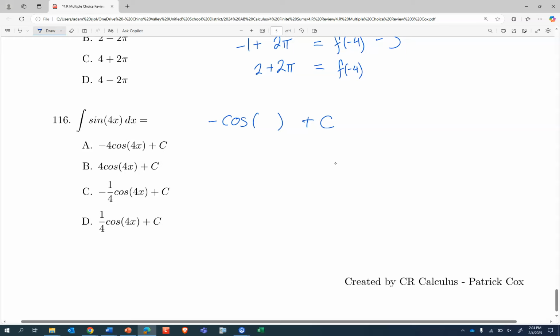And doing derivatives, the derivative of cosine of something is negative sine of that same something, so there's still going to be a 4 here. And if we did the derivative, we'd multiply by 4, so we need a division by 4 to balance everything out, and it looks like C is our answer.